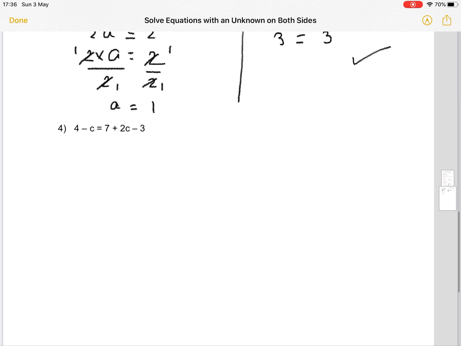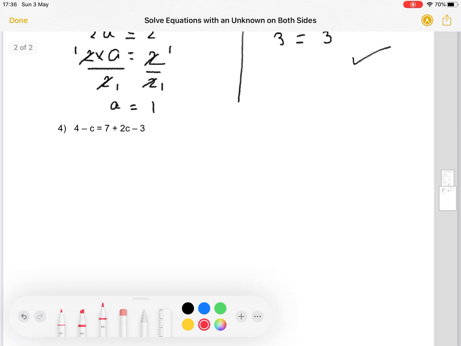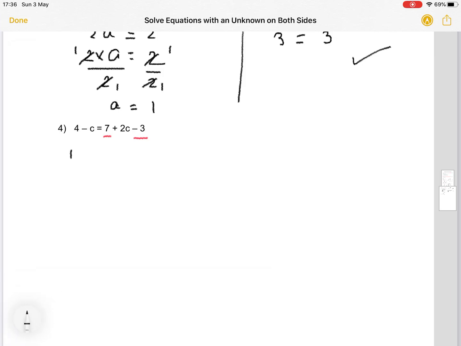So that's example 3. Let's work now example 4. Example 4 is 4 minus c is equal to 7 plus 2c minus 3. I need you to look at the right hand side of the equation. I have positive 7, and I have a minus 3. I have two number terms on the right hand side of the equation, which I can collect. Remember that I can collect like terms. So let's collect them, boys, first.